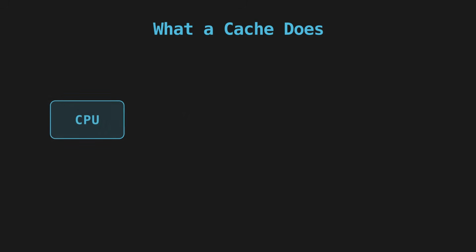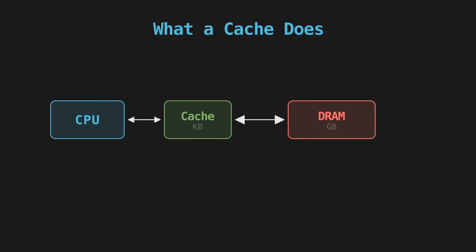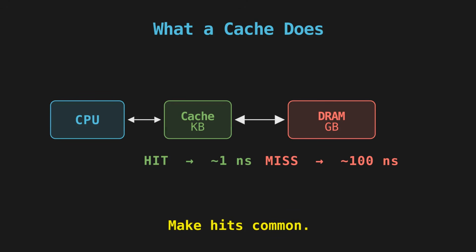It's a tiny, fast chunk of memory that lives right next to the CPU core. When your program asks for an address, the CPU checks the cache first. If the data is there, that's a hit, and it comes back in about 1 nanosecond. If it's not, that's a miss, and we pay the full 100 nanosecond trip to DRAM. L1 cache is kilobytes. RAM is gigabytes. The whole point of cache design is to make hits common.